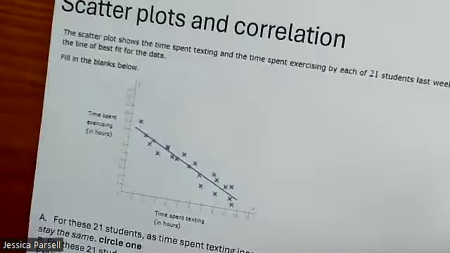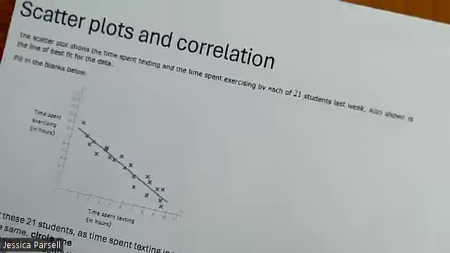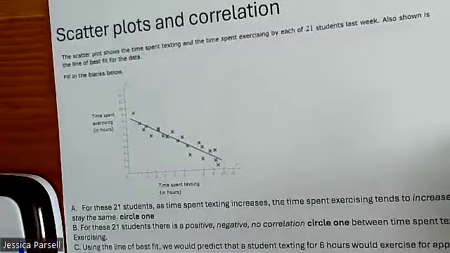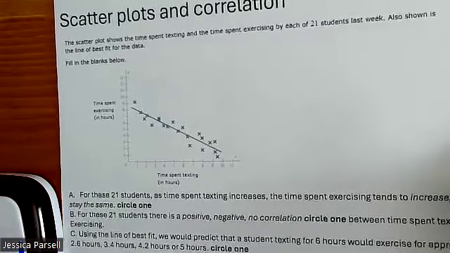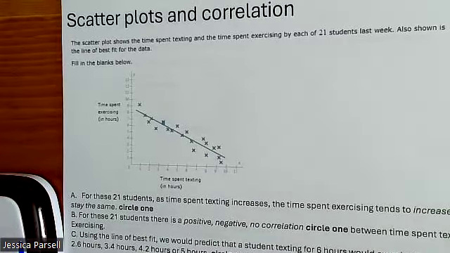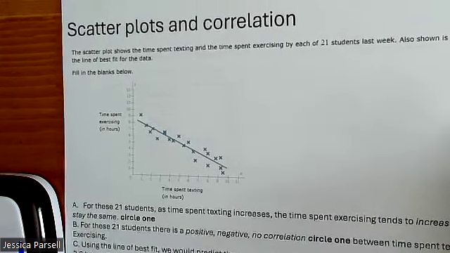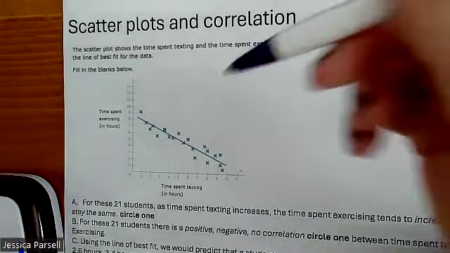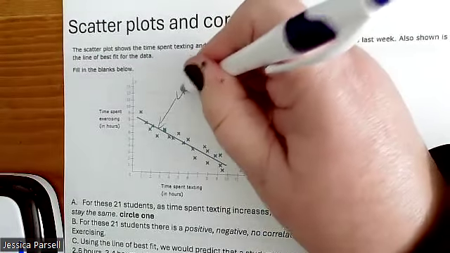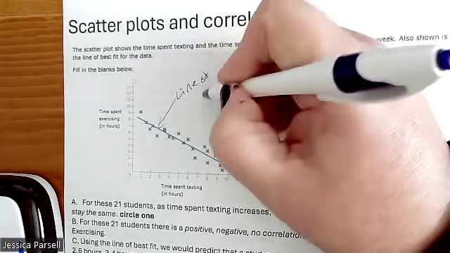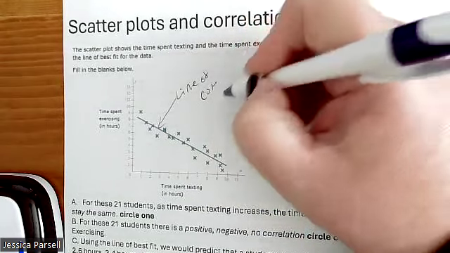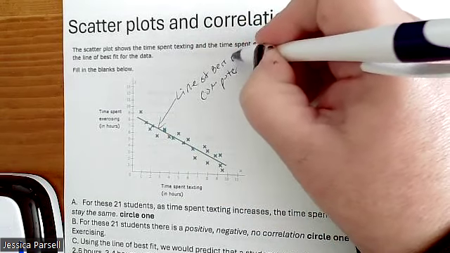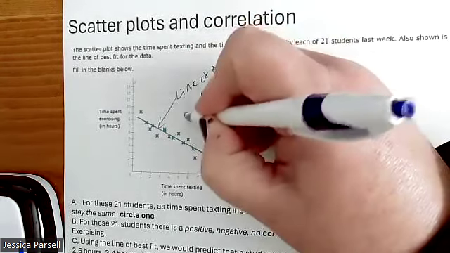Let's talk about scatter plots and correlation. The scatter plot below shows the time spent texting and time spent exercising by each of 21 students last week. Also shown is the line of best fit. Someone has created a scatter plot, and then the line of best fit is this line right here that a computer or a program, or apparently Excel, generated. Let's write best fit.